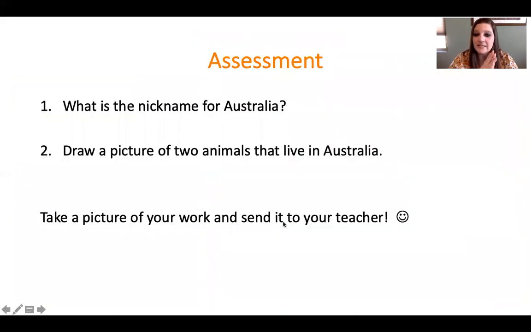So your exit ticket for today is, number 1, what is the nickname for Australia? Do you remember what they called it? Remember we looked at a picture, and we were trying to figure out why they might call it that? So what is the nickname for Australia? And number 2, draw a picture of 2 animals that live in Australia, and then take a picture of your work and send it to your teacher, okay?